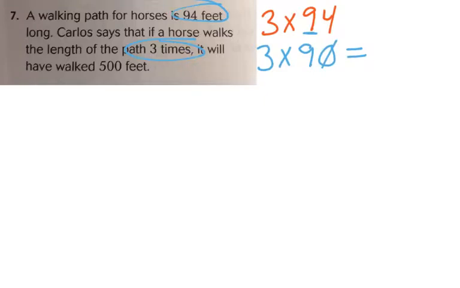I'm going to cross out that 0, and I get 27, and then I add that 0 back in. 3 times 90 is 270. I'm going to do the same thing. This time I'm going to round up.